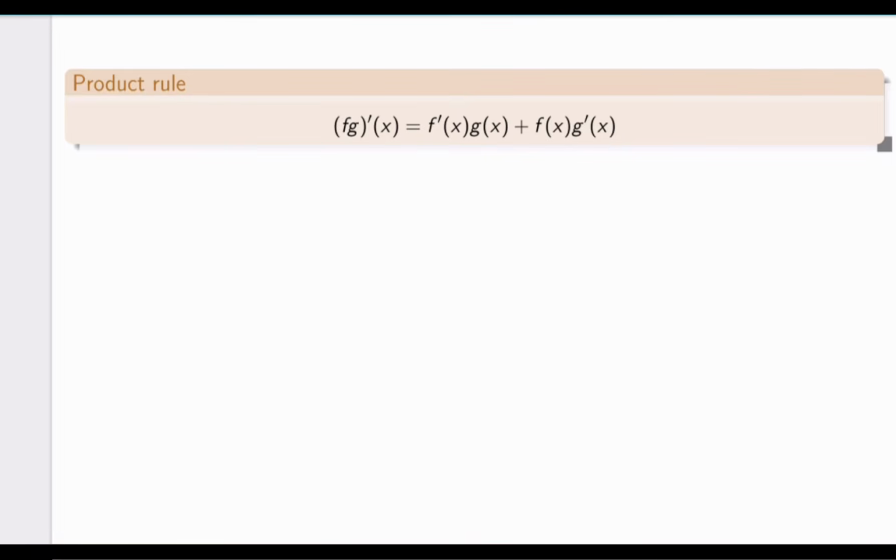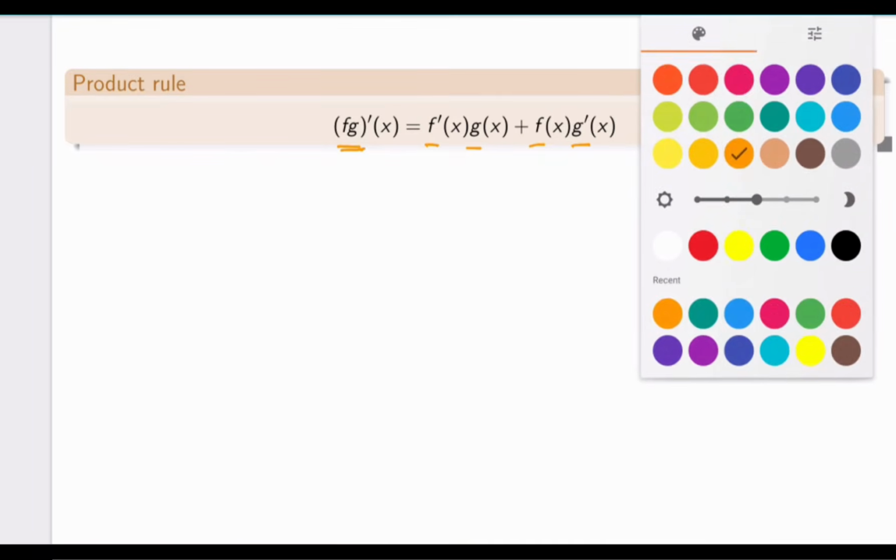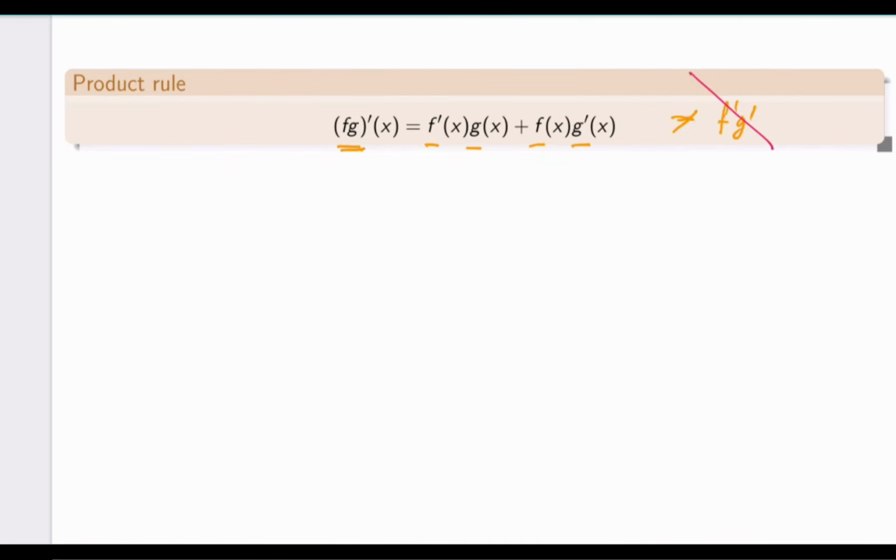Let's come to the product rule. So the product rule has 2 functions f and g, and I look at the product f times g and then the derivative prime, and this turns out to be f prime times g plus f times g prime. So you might think this could be f prime g prime, but this is absolutely wrong. This is something you cannot do. It is f prime g plus f g prime.